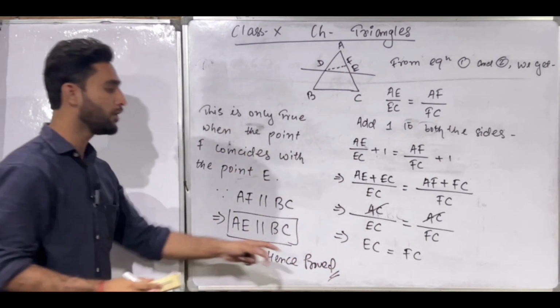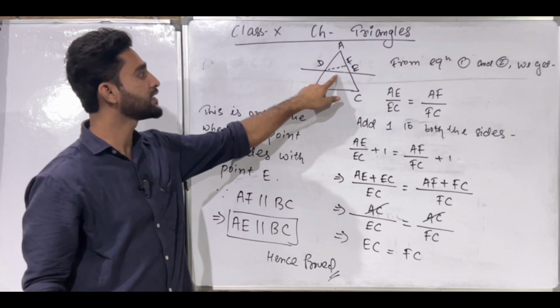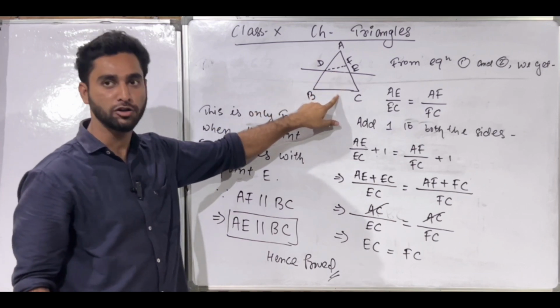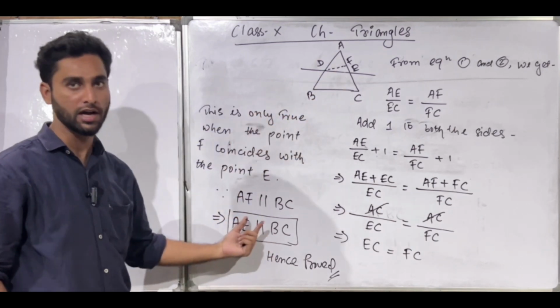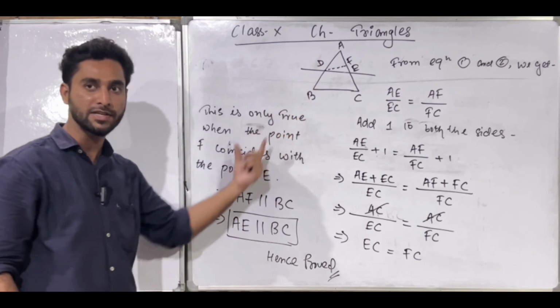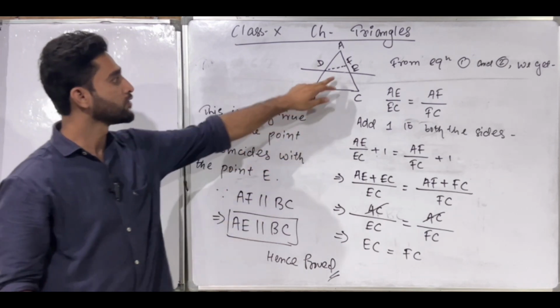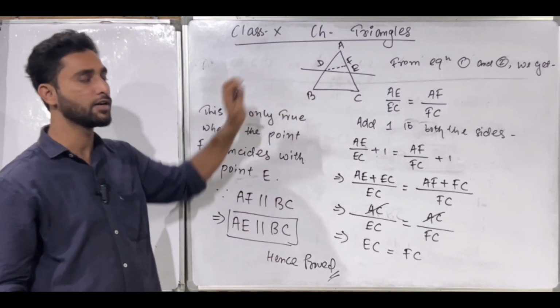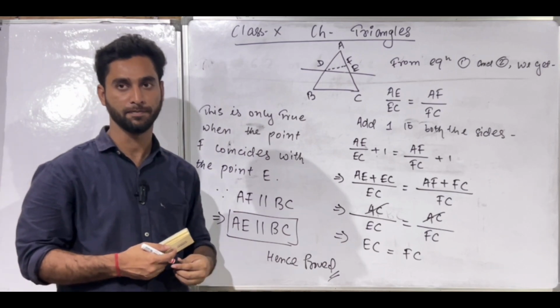So this is called the method of contradiction. Initially we considered that DE is not parallel to BC, but our supposition was wrong. In this way we can prove the converse of the basic proportionality theorem. Thank you.